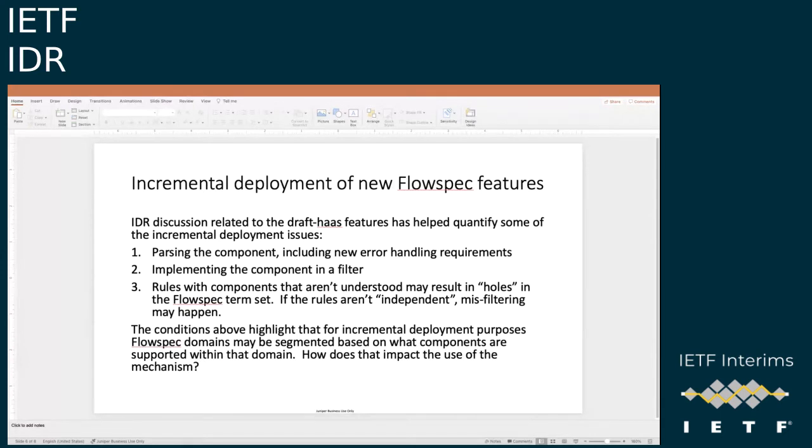As an example, the L2VPN FlowSpec is a different SAFI. There's no reason that a set of BGP speakers that speak L2VPN FlowSpec have to be the same set of routers that support some other extension, as an example.